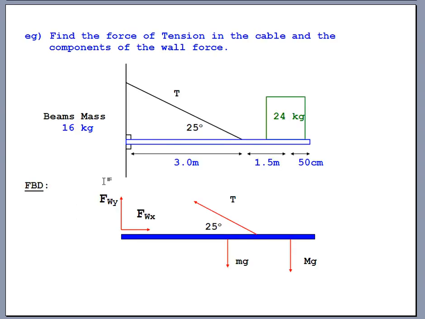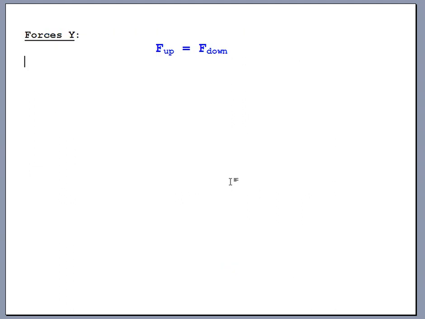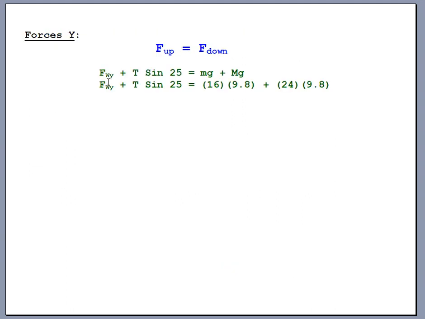So looking back at the picture, what forces are in the Y direction? Well, clearly this one is up, the mg's are down, and a portion, not all, but a portion of the tension is also up. And so in the Y direction, I could write this. All of the force from the wall in the Y direction, which right now I'm assuming is up, a component of that diagonal tension is up, and then the mg's are down.